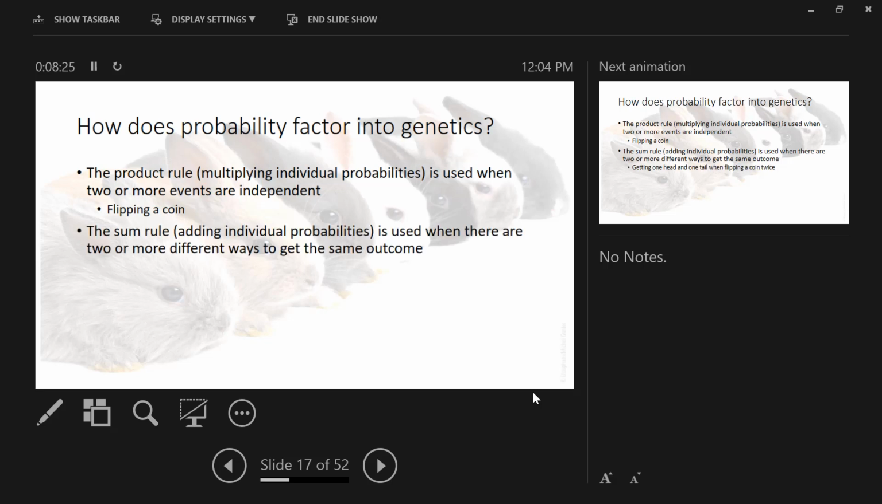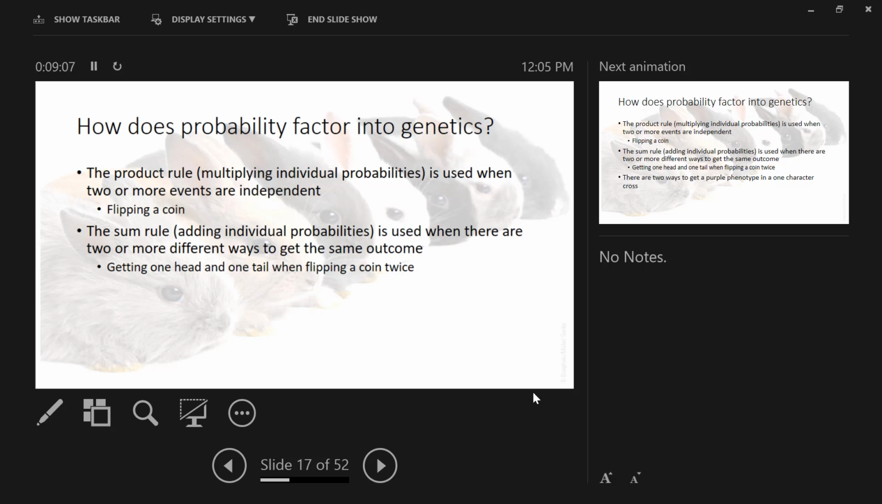All right, then you can factor in the sum rule, and that's what happened when we were determining that there are 2 different ways to make a heterozygous offspring, right? The recessive allele could have come from the mother, or it could come from the father. So if you want to figure out the probability of getting a heterozygous offspring, you add them together because there are 2 different ways to get the same genotype. Right? Just like in flipping a coin, if you want to know what's the probability of getting 1 head and 1 tail, there are 2 different ways you could do that. You could flip heads first and tail second, or you could flip tails first and head second. Ultimately, it gives you the same thing, 1 head, 1 tail. So you'd add those 2 probabilities together.